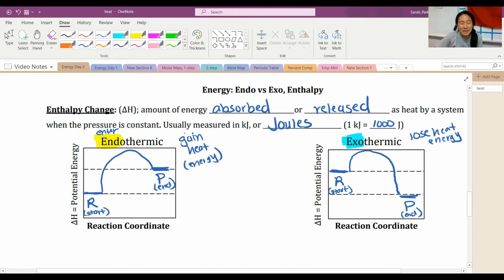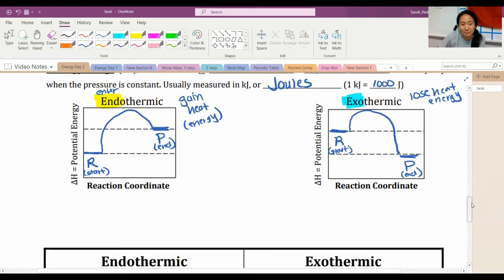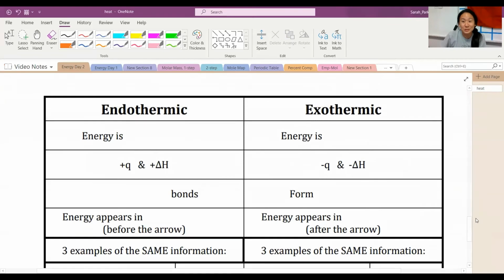So don't really focus on where exactly the humps are. Think about where you're starting and your end point. Am I gaining energy or am I losing energy? Okay, so think about it that way. All right, so let's do a quick summary of all our vocabulary words. So endothermic, energy is being absorbed. You know that.